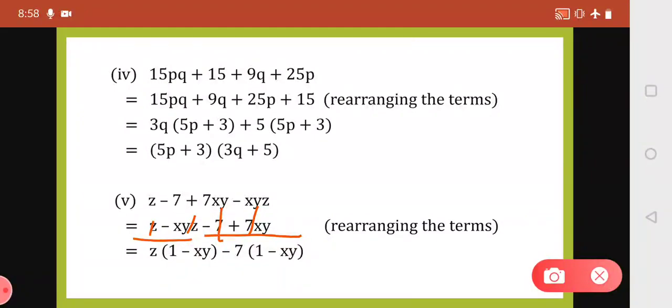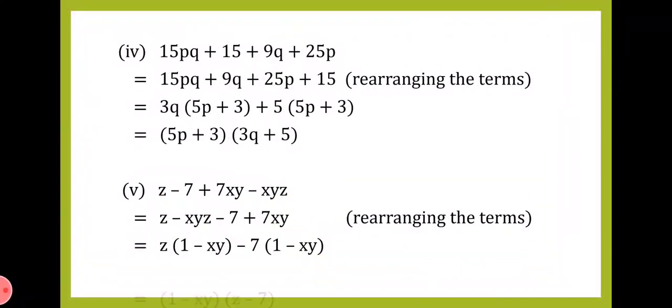Now again 1 minus xy is the same in both the terms, so we take that out as common, that is equal to 1 minus xy into z minus 7. So the factorization of the given expression is 1 minus xy into z minus 7.